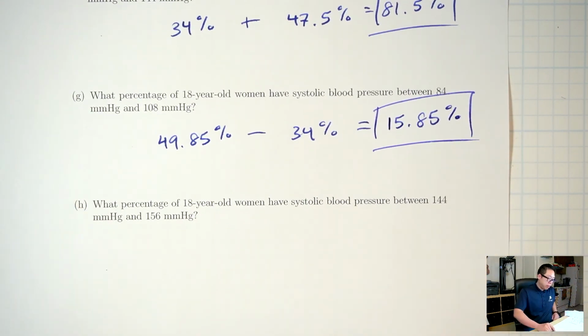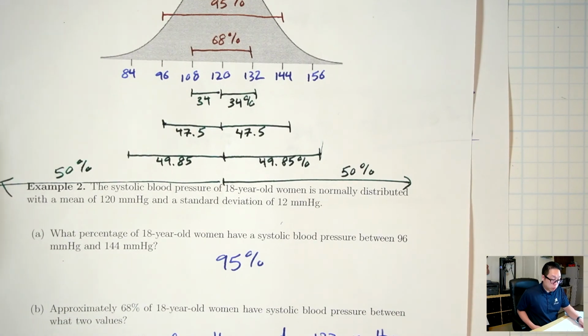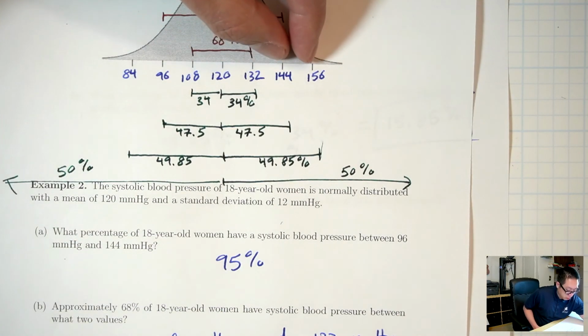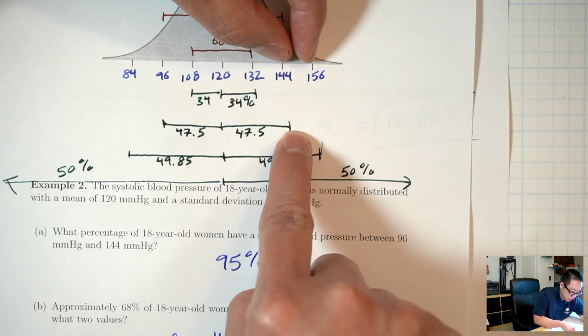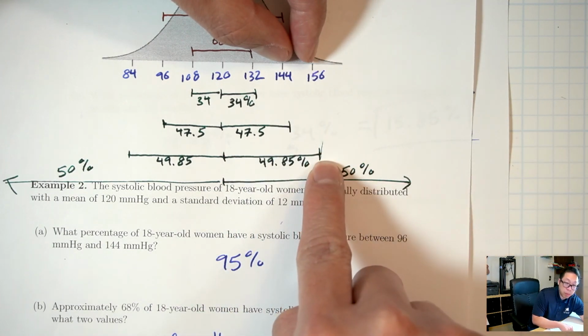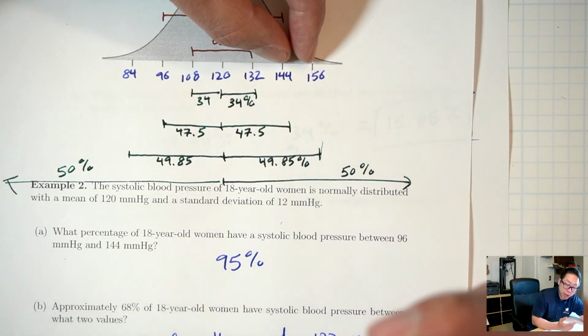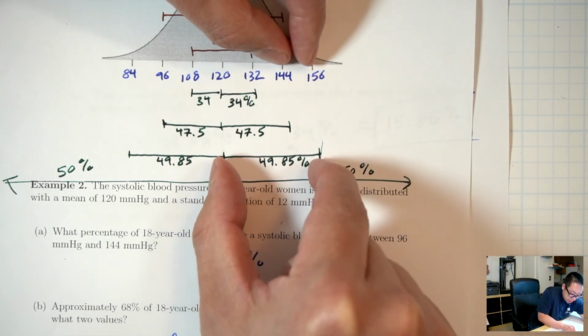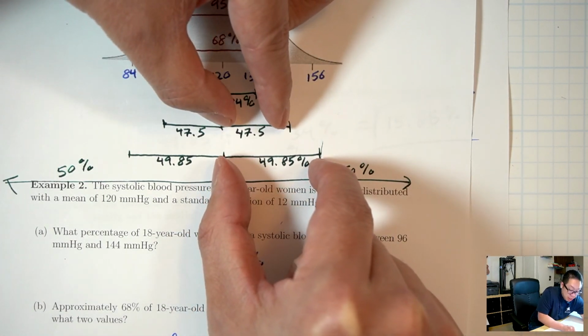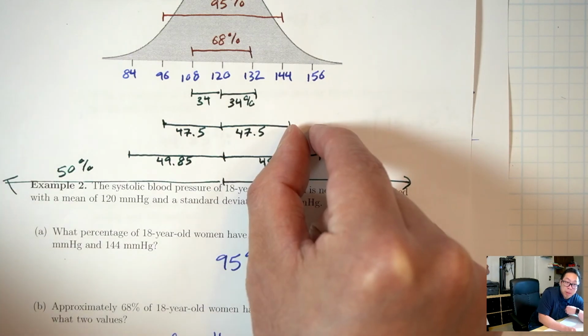Part H, what percentage of 18-year-old women have blood pressure between 144 and 156? 144, 156. 144 is on the 47.5. 156 is on the 49.85. Now, the question is, do you add or do you subtract? Hopefully, by looking at the picture, you can see that to get this piece, you can take this piece, subtract off this piece, and it's going to give you that small piece that you want.